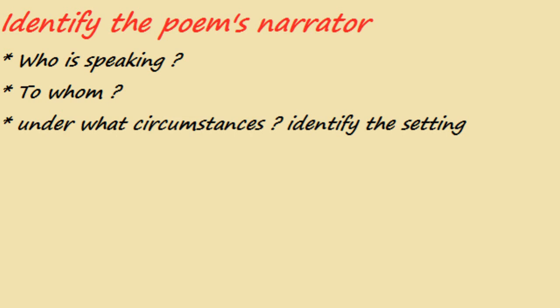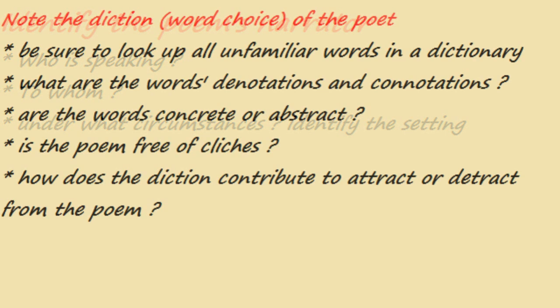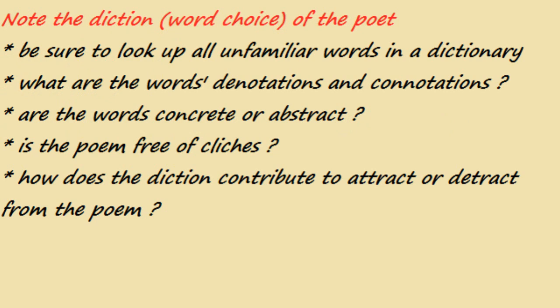Once you have identified the narrator, you need to get familiar with the diction that is used in the poem by the poet, of course. If you have unfamiliar words, make sure to understand them, and of course you can look them up in the dictionary. You need to understand what are the things that were explicitly told in the poem, and what are the things that the reader needs to understand implicitly.